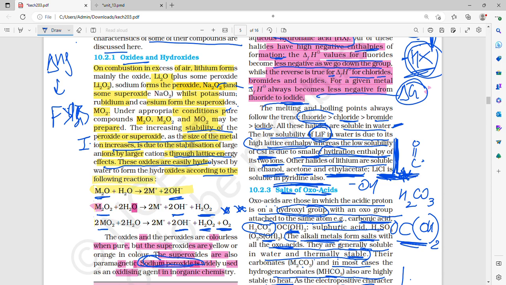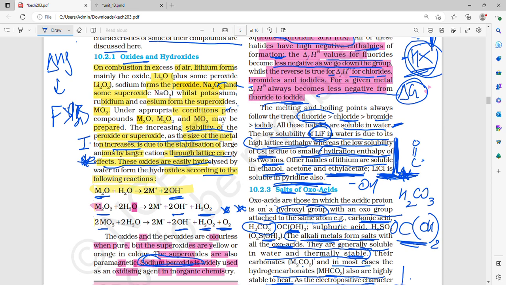This point is very important. Why does the stability of peroxides and superoxides increase as we go down the group? This is because of the stabilization of large anions by larger cations, because as we go down the group, the atomic radii and ionic radii all increase, and this is through the lattice energy effect.